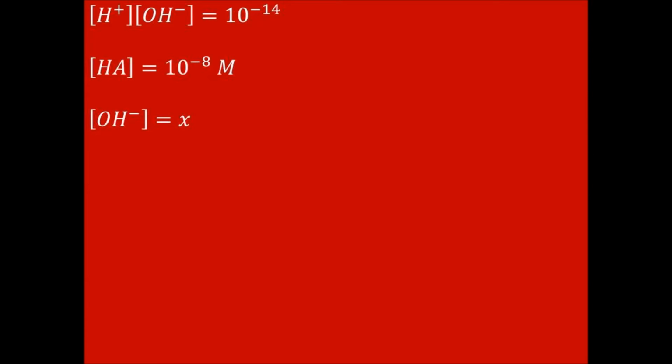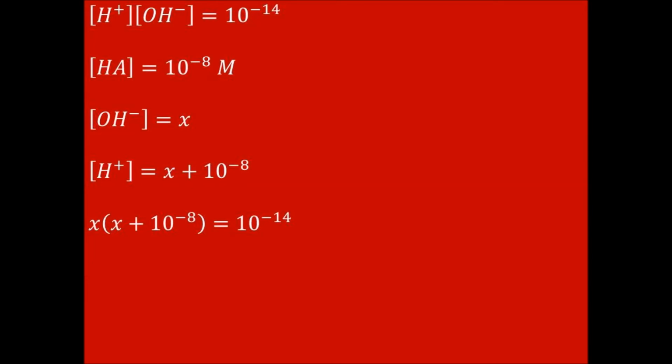For every hydroxide produced by the water, a hydrogen also has to be produced, so the hydrogen concentration from the water is also X. However, water is not the only source of hydrogen here. We also have to add the hydrogen from hydrochloric acid. So the concentration of hydrogen becomes X plus 10 to the negative 8. Reminder that the concentration of hydrogen multiplied by the concentration of hydroxide equals 10 to the negative 14.